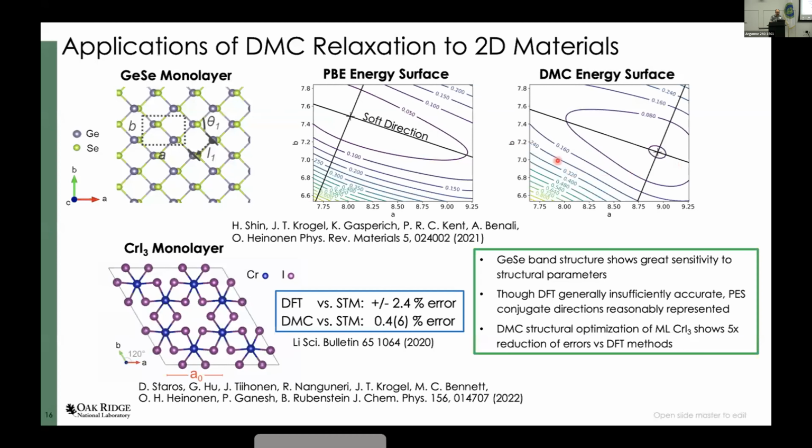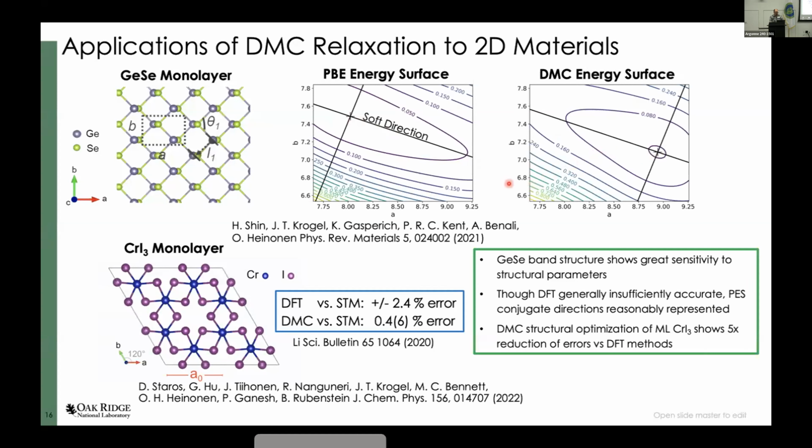If you notice, this minimum in DFT is almost connected to the other one in DMC just by moving along this soft direction, right? So even though DMC has a huge error in the actual parameters and the actual structure that was found, it actually had decent information about how stretchy the material is in what direction. And so that allows you in diffusion Monte Carlo with the surrogate Hessian method to, in a step or so, walk right to the minimum, even though it's not close by at all.